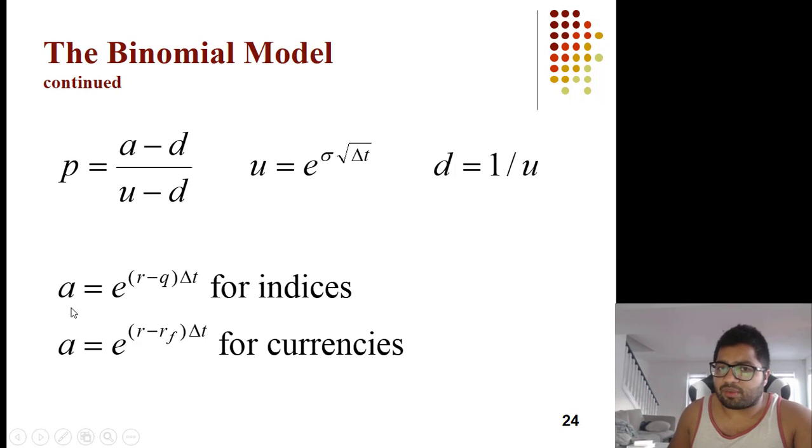So steps are that. The formula for A changes. You have to subtract Q from R, and the formula for A for currencies is you have to subtract the foreign risk-free rate from R. Rest of the process remains the same.